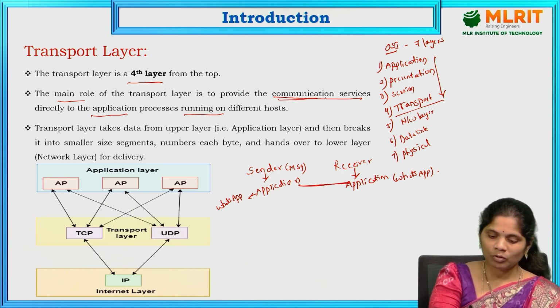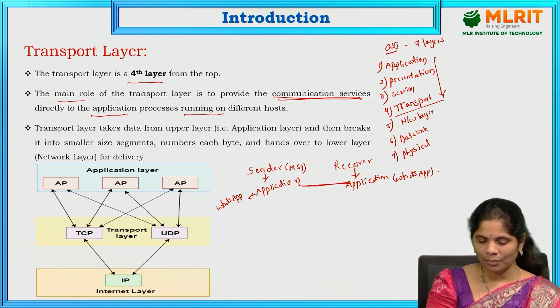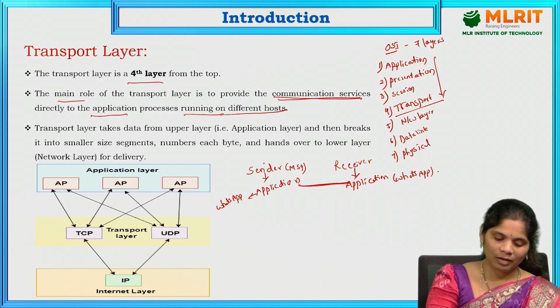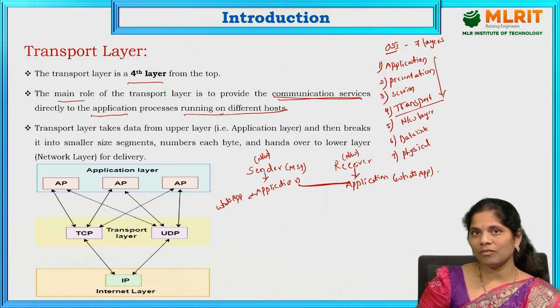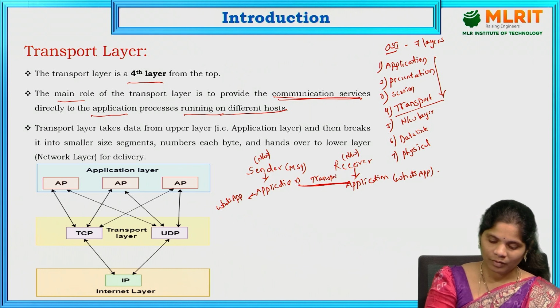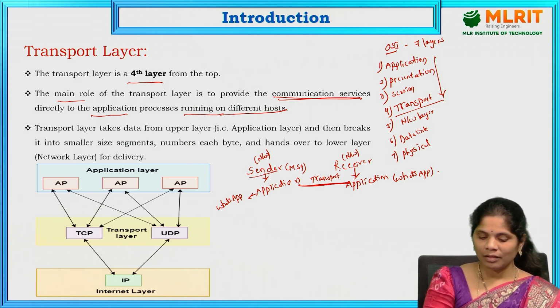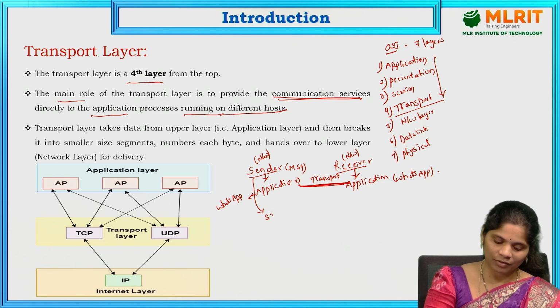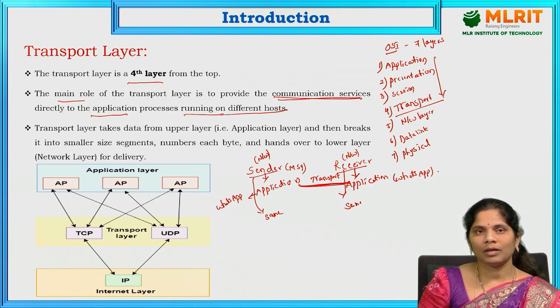That means it provides the communication service directly from one application to another application running on a different host. Here, the sender's network is different and the receiver's network is different, yet we can still communicate directly from one application to another. That is provided by the transport layer. If the sender's network and the receiver's network are different, we can still send the data directly from sender to receiver. Even if both networks are the same, we can send the message. That is the transport layer.